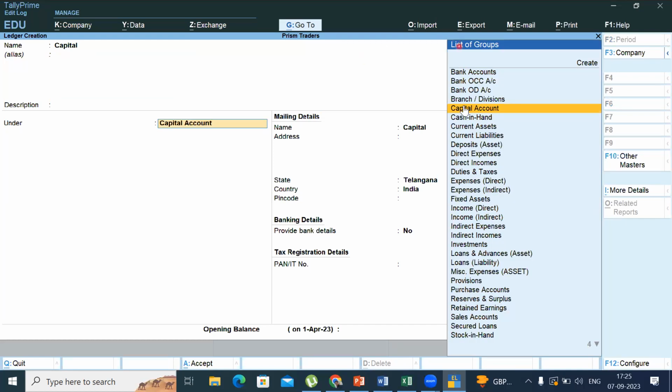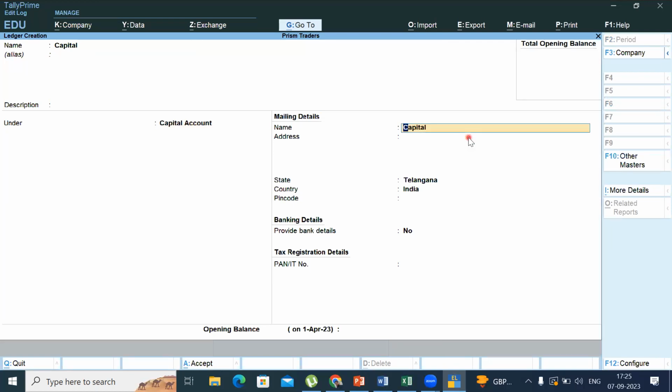See on the right hand side of the screen. All 28 groups are displayed there. You can check and select the group, whatever groups are there. Capital always goes under which group? Capital Account only. Then press enter.